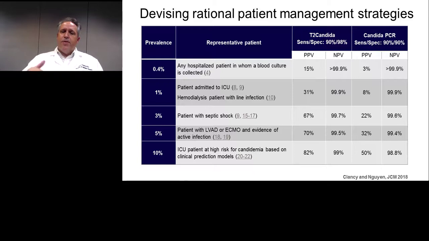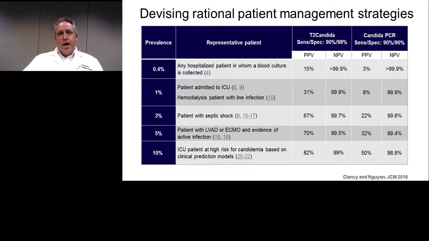However, if you then start talking about subgroups of patients, say, who are admitted into the ICU, or hemodialysis patients with line infections, the likelihood of candidemia in that setting goes up to 1%. And then from there, you can define different populations with increasing risk of candidemia. For example, septic shock patients, patients with ECMO or left ventricular assist devices, up to say a 10% pretest likelihood among patients who fulfill various prediction scores for the development of candidemia, such as the mycosis study group prediction score that Louis Ostrowski and others have published on.